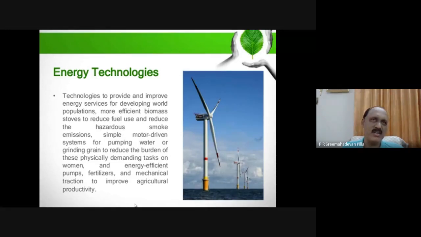But remember, compared to all these things, solar energy is going to be the richest and heaviest. I'll tell you what the reason is. Next slide, please.